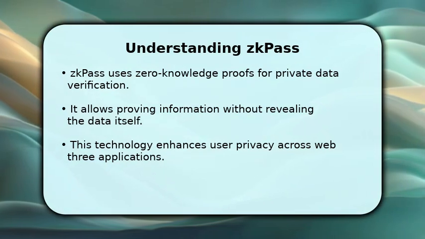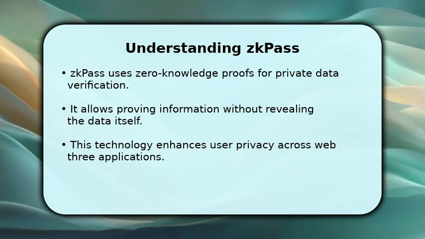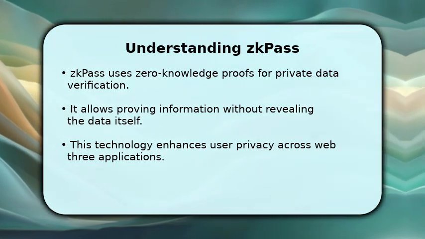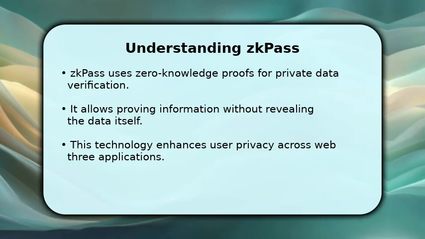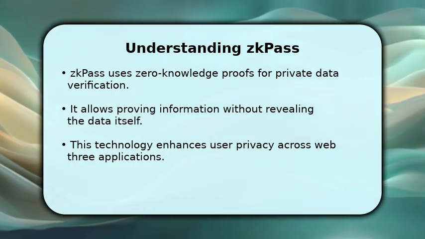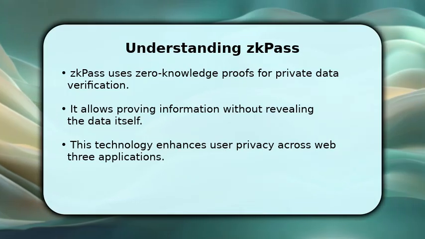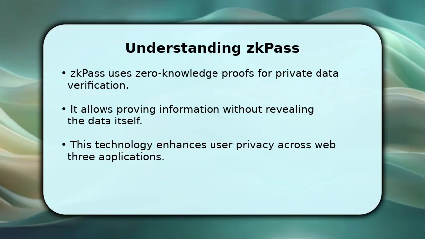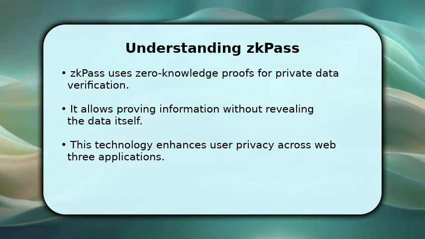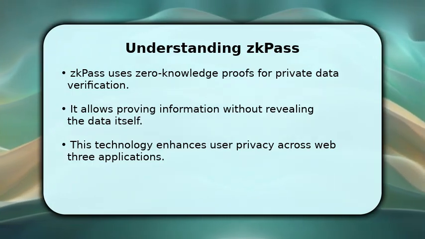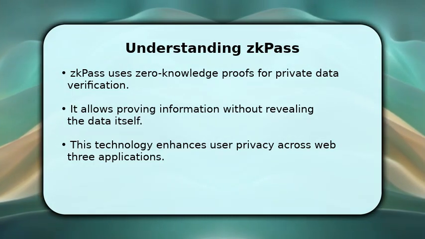ZkPass is a revolutionary privacy-preserving protocol that utilizes zero-knowledge proofs. Essentially, it enables you to prove certain facts about your data, such as your age or identity, without actually disclosing the underlying sensitive information. This means you can verify your credentials on platforms like Binance while keeping your personal details entirely private. It's a powerful tool for maintaining confidentiality in the digital world.